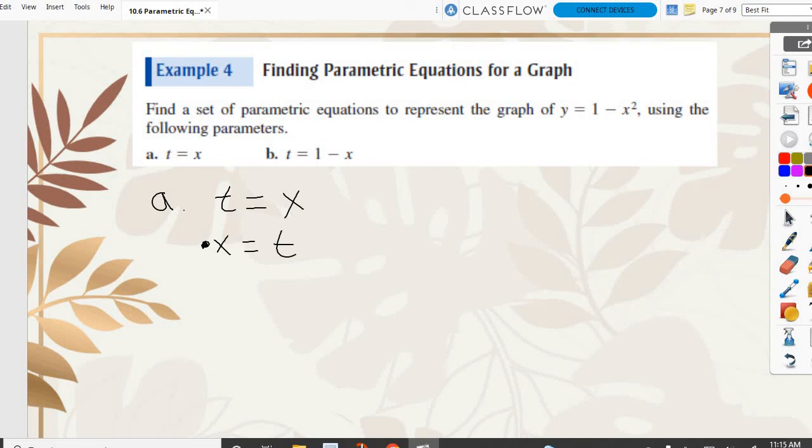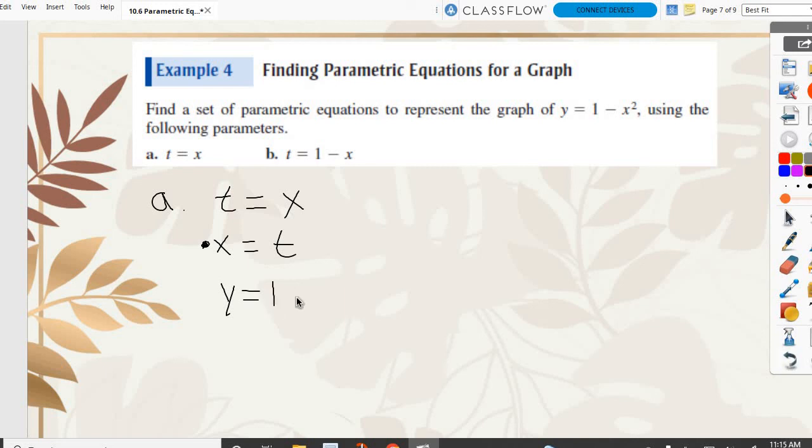So basically we're going to work our way backwards. Like last time, when we were trying to eliminate the parameter, we got rid of the t by substituting in for our x. This time we're going to substitute in a t for our x. So what do we get? y equals 1 minus t squared.